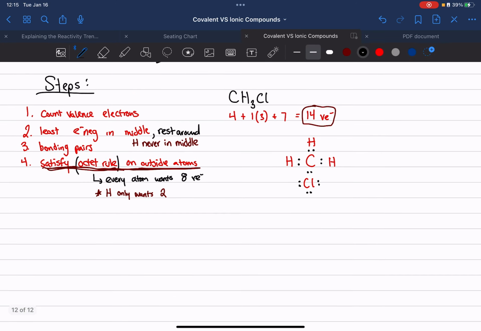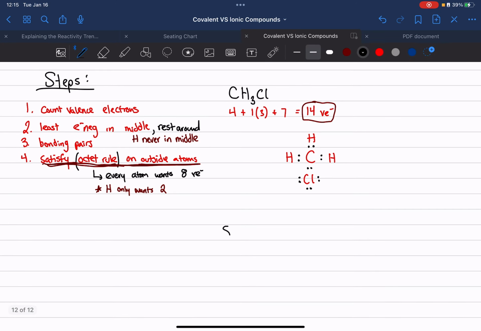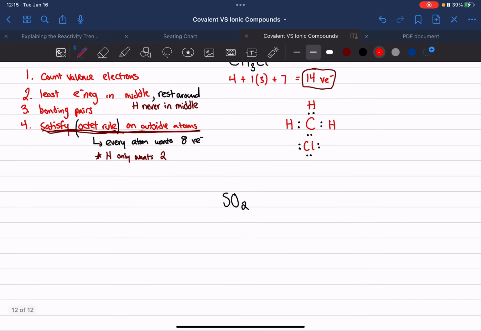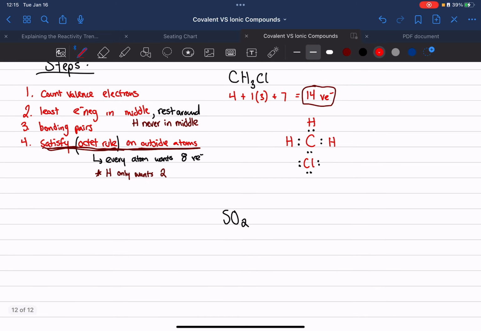Sometimes, though, it's not that simple. So let's try another example here. Let's try SO2. We're going to see that sometimes we have to do some other maneuvering to get the Lewis structure complete. So first step, again, is to count the valence electrons. Sulfur has 6. Oxygen has 6 as well, but I got 2 oxygens, so that's 6 times 2. 6 times 2 is 12, plus 6 is 18 total valence electrons in sulfur dioxide here.